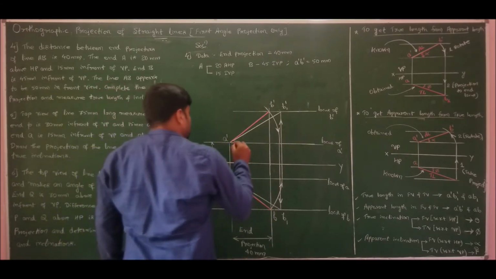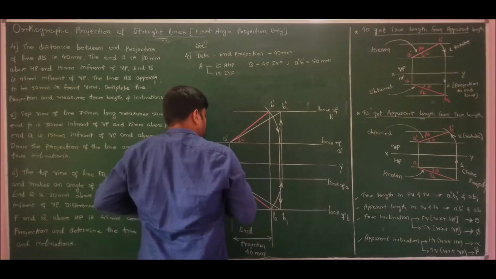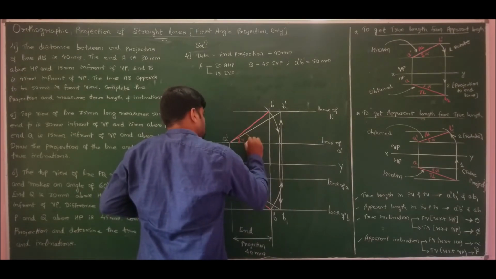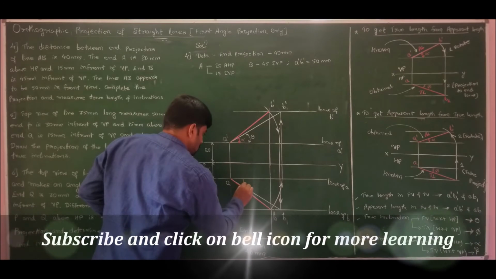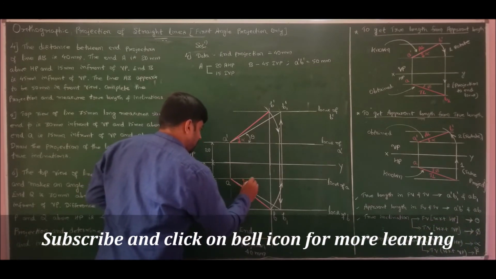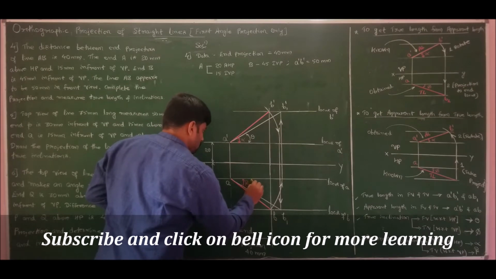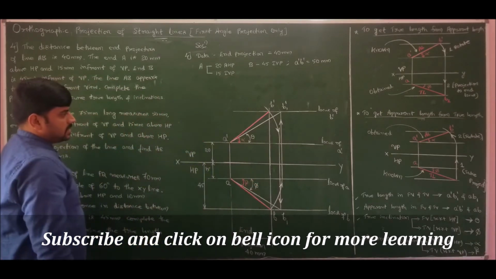Now coming to the angles, we don't know any of the angles. First we have alpha and theta. Here we have beta and phi. So this completes the problem.